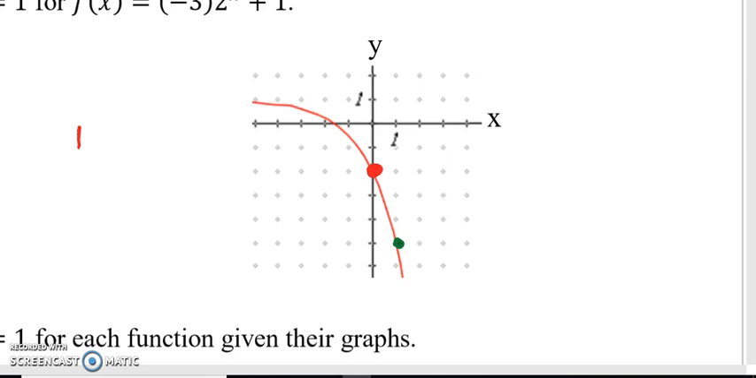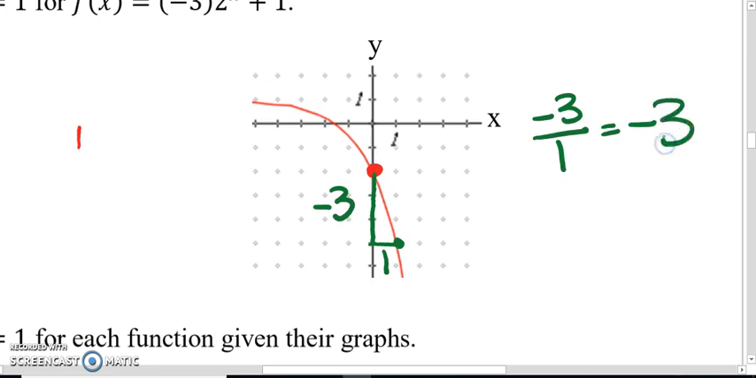So starting from the red dot, I went down 1, 2, 3. Since I went down 3, it's going to be -3. And then I went to the right 1. So it's going to be -3 over 1. First, let me check. Can I simplify? Yes, -3 divided by 1 can simplify to -3. And that's going to be my answer.